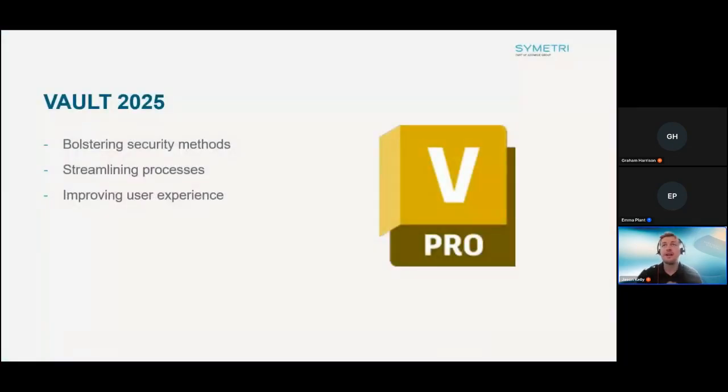So Autodesk have looked at improving in 3 main areas in Vault 2025, and this is all based off of ideas from the forum. So if you do have any ideas for Autodesk, feel free to send them our way, and we can look at putting them on the forum pages. But also feel free to upvote on there as well, because that's going to help make the developers aware that there are more ideas ready for them. As I say, the 3 main areas this year are security, bolstering those security methods, streamlining processes, and overall improving the user experience to make Vault as easy to use as possible.